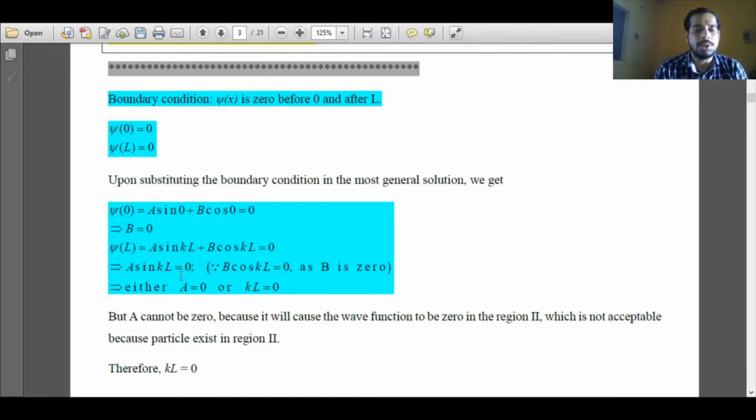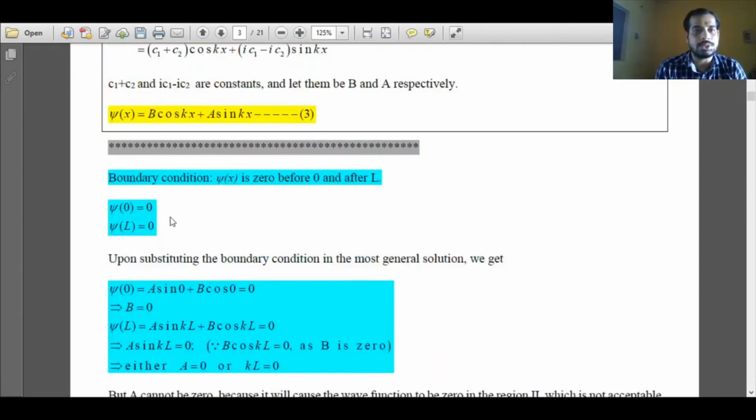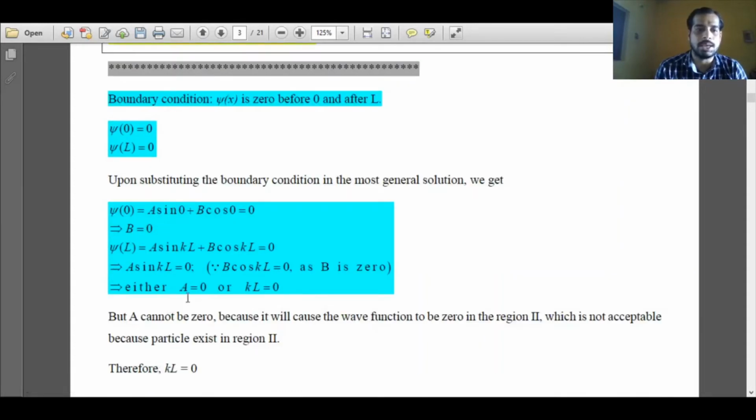This can only be obtained under two circumstances. Either A is equal to 0 or kL is equal to 0. But A cannot be 0. If A is also 0, then this wave function will not exist, because from the first boundary condition we have obtained B is equal to 0. So B is equal to 0 and A is equal to 0 is not possible. So A must have some value, so A cannot be 0. Then there is only one option left, that is kL is equal to 0, meaning sin kL is equal to 0.